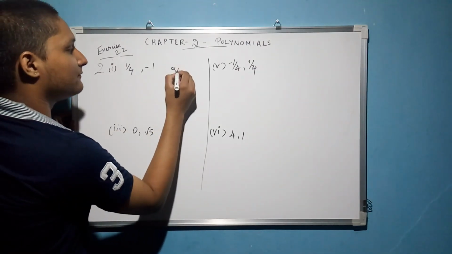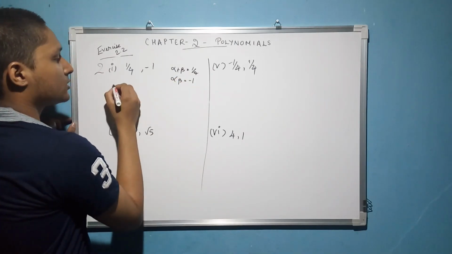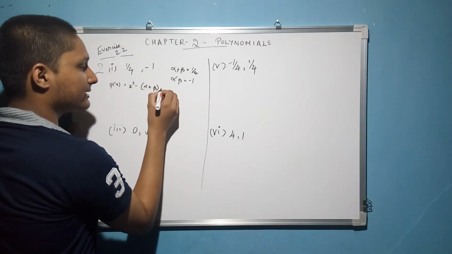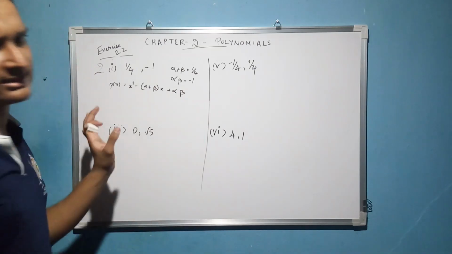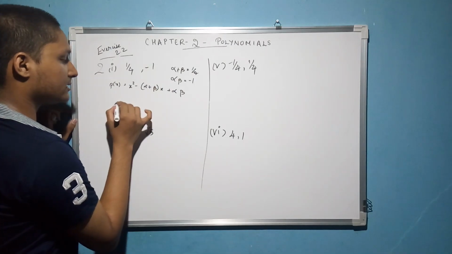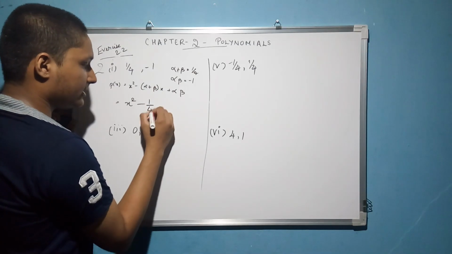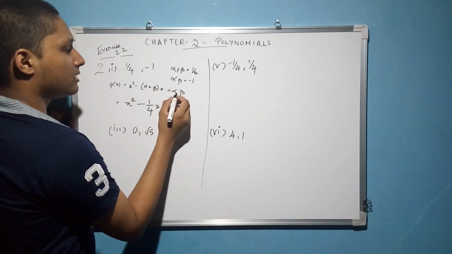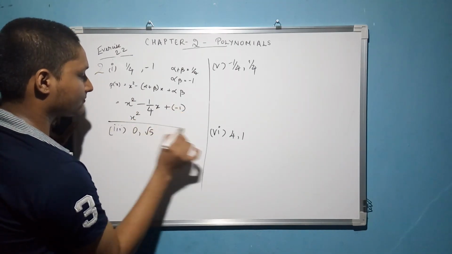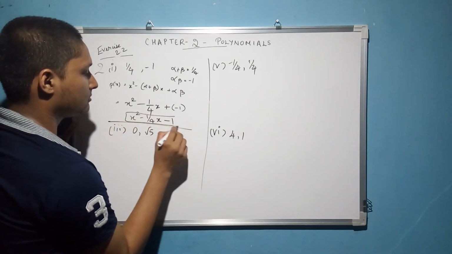That is, alpha plus beta is equal to 1 by 4 and alpha beta is equal to minus 1. So if you find p of x, it should be x square minus alpha plus beta into x plus alpha beta. This is the only thing that is required in this question. So you are just going to substitute. That comes to be x square minus, the sum is 1 by 4, right? So 1 by 4 into x plus the product, which is minus 1. I can write it as x square minus 1 by 4x minus 1 is the required polynomial.